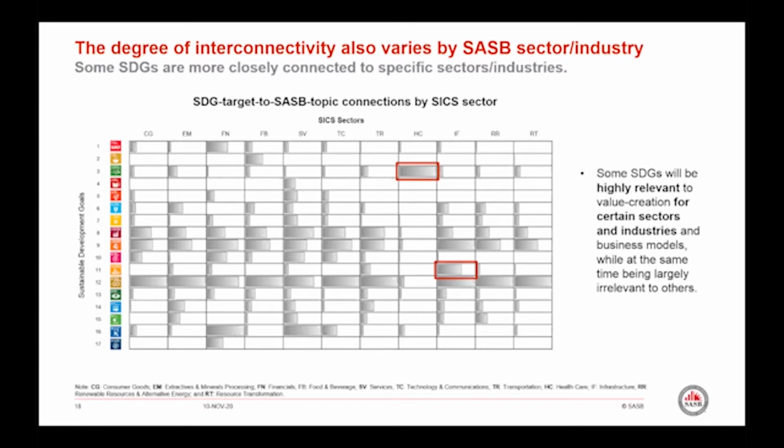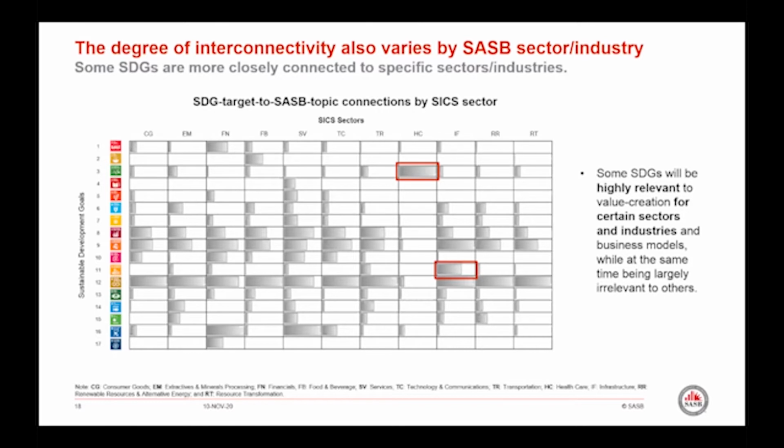The other example that I wanted to bring to your attention is SDG number 11. As you can see, SDG number 11 highly overlaps with the infrastructure sector. And again, this is to be expected because SDG number 11 focuses on sustainable cities and communities. So there are many opportunities for companies participating in the infrastructure sector to align their activities, their operations, their products and services with SDG number 11 and its accompanying targets.